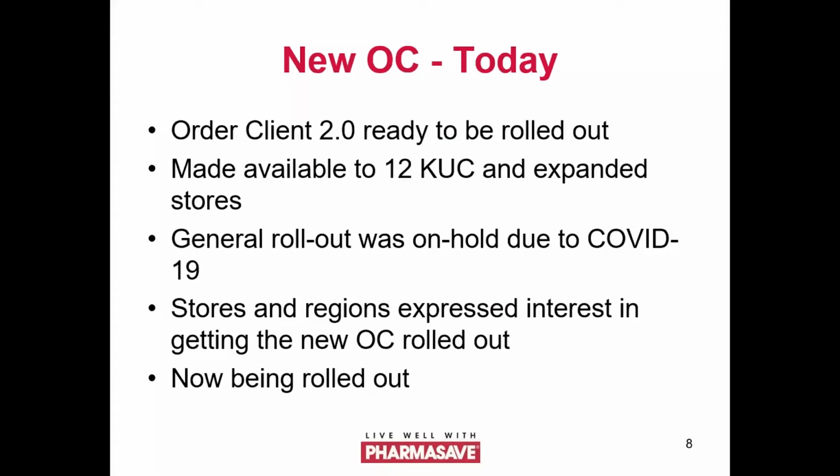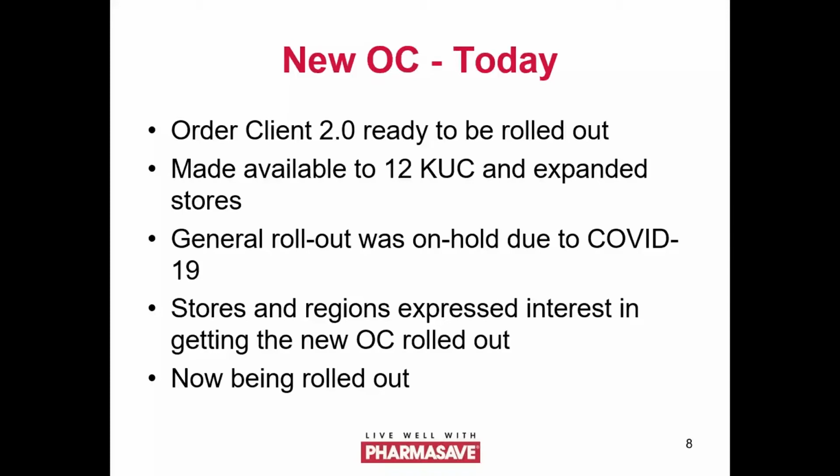So where are we today? If you have been to the buying show in the last couple of years, we've been showing you this. Our intent at this past buying show in 2020 was to show everyone the final product and start rolling out right after. The Order Client, as you are guessing, is ready to go today. There are 12 stores that were part of the key user committee and a few expanded stores that have already been given access. Of course, the general rollout that we talked about following the buying show was put on hold due to COVID. And after a short bit, we were living in the COVID world.